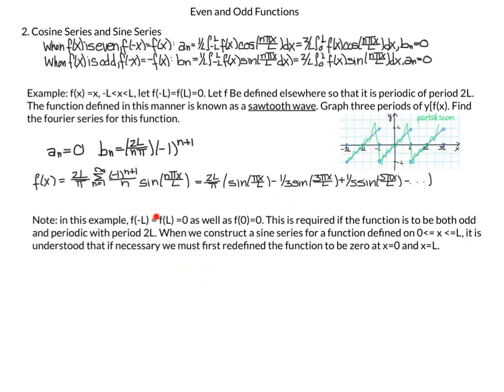So the first note, in this example, f of negative L and f of L are equal to 0, as well as f of 0 equals 0. Remember, f of 0 equals 0 is a requirement for an odd function. And because we wanted to write a sine function, it is also a requirement that the function must be 0 at x equals 0 and x equals L, to be both odd and periodic.